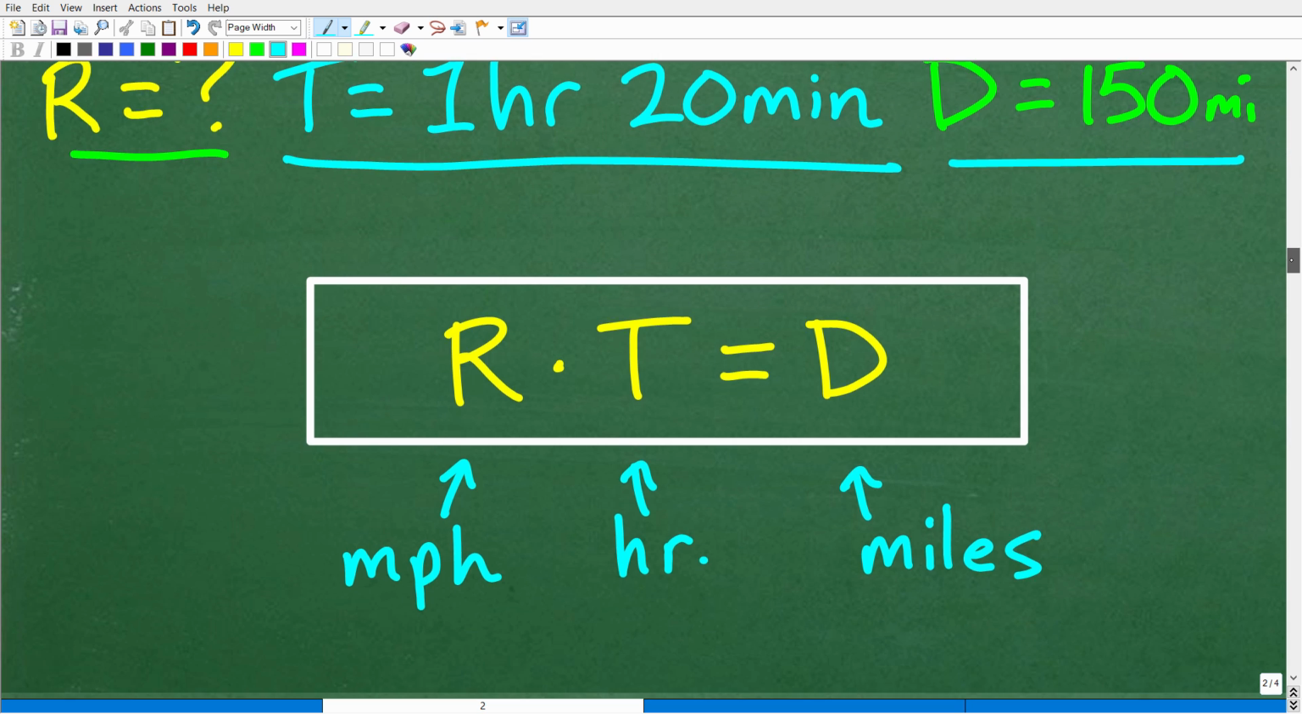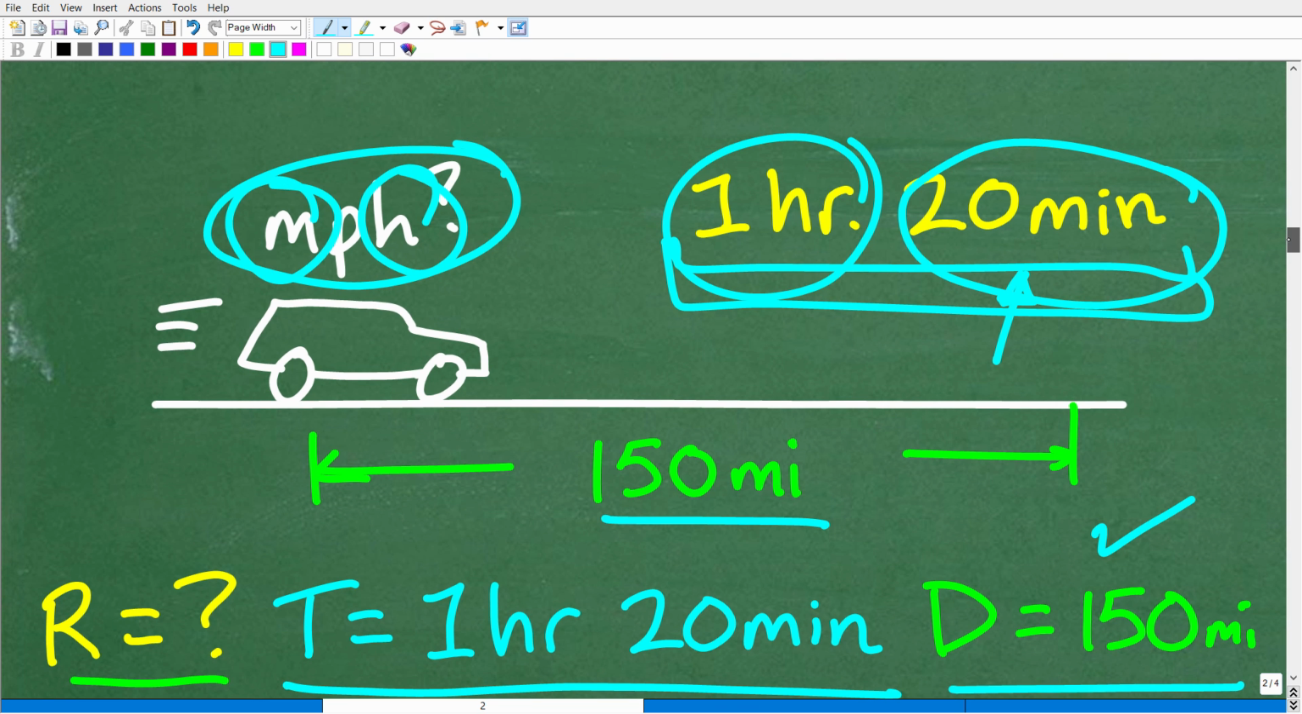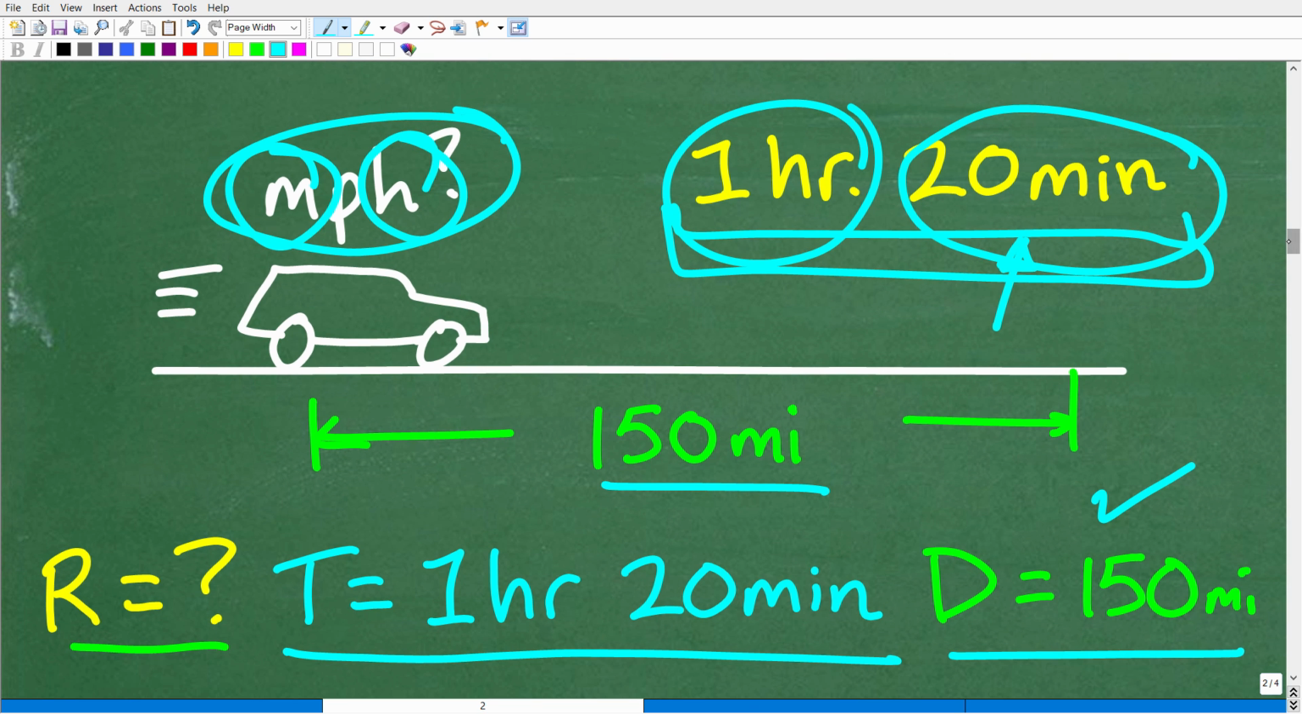Okay, so again, here is the formula. Rate times time is equal to distance. And if you think you can do this now, if you're like, "Hey, Mr. YouTube Math Man, I get it," we'll pause the video and do the rest of the work. Again, feel free to use a calculator.